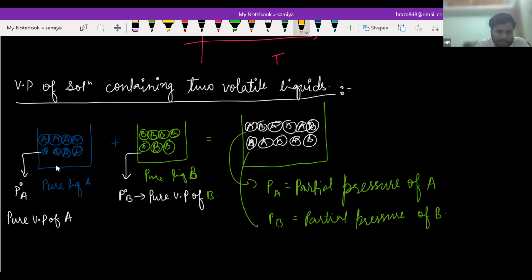Now see, one more important thing. If only A is present, what will be the mole fraction? Mole fraction will be one. If you have studied mole fraction, what is mole fraction?